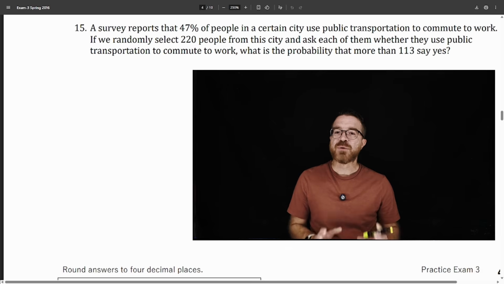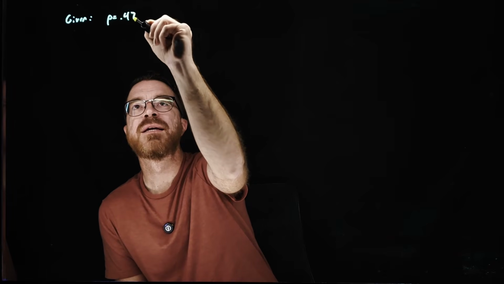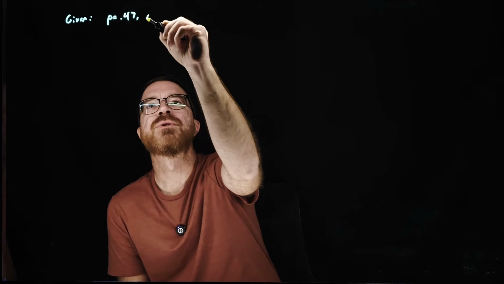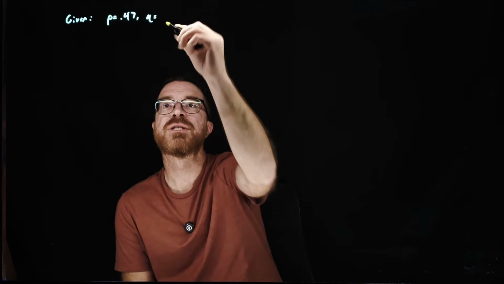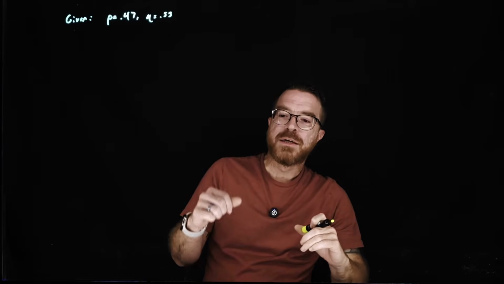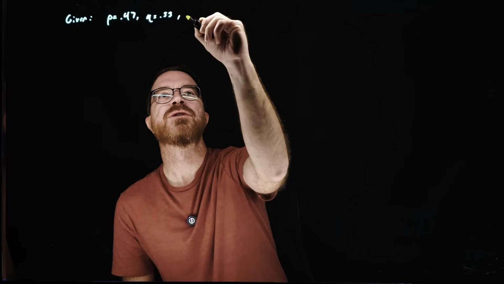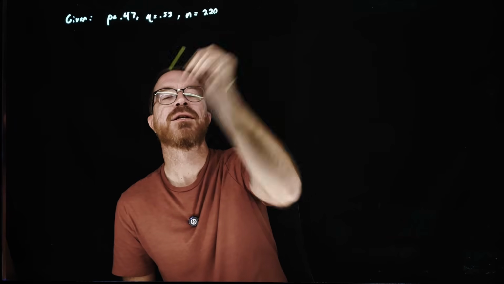So first thing I'm going to do is write down my given information. Given, we have 47% of people in this city commute to work. So that is the probability P that if I were to randomly ask somebody, they would say yes. And of course, because of this, I can also figure out my Q. Q is 1 minus P, so this is going to be 0.53. It says that we're going to randomly ask 220 people whether they commute to work. So our N is 220.